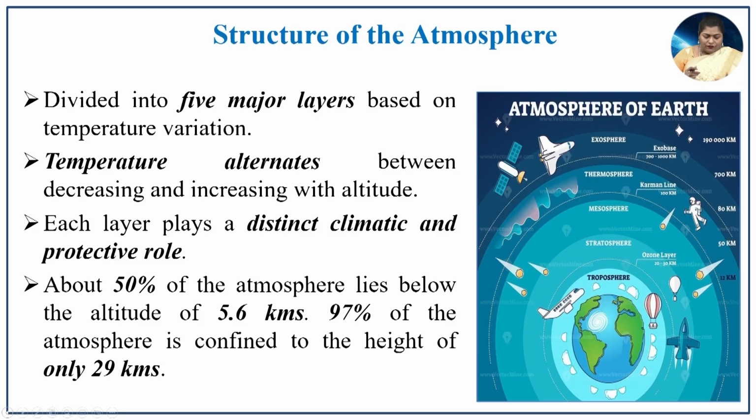About 50% of the atmosphere lies within an altitude of 5.6 kilometers, and 97% of the atmosphere is confined to a height of only 29 kilometers. Atmospheric action also takes place within these 29 kilometers. So, this 29 kilometers is the most important and plays a vital role in atmosphere and earth interaction.